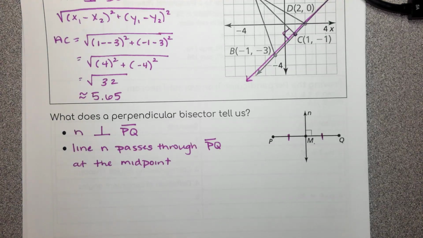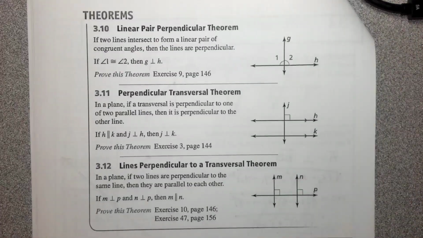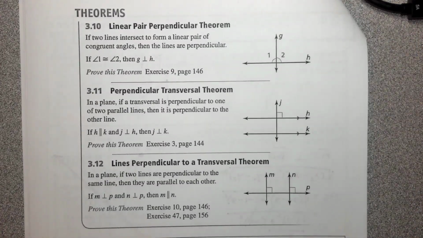All right, once you have that, flip your page. These are like the only theorem-like things we can get from parallel or perpendicular lines. The linear pair perpendicular theorem says, if two lines intersect to form a linear pair of congruent angles, then the lines are perpendicular. Basically, if you're told two angles are 90, you know the lines are perpendicular, right?